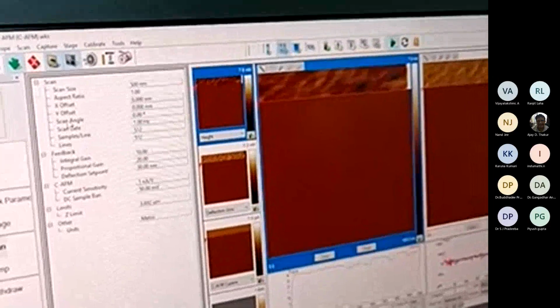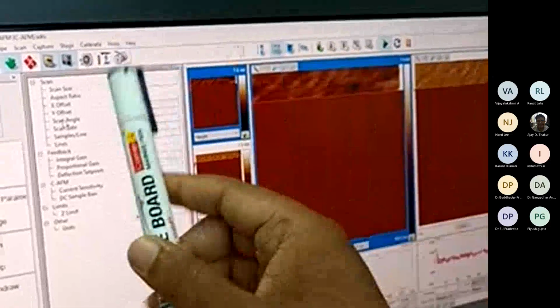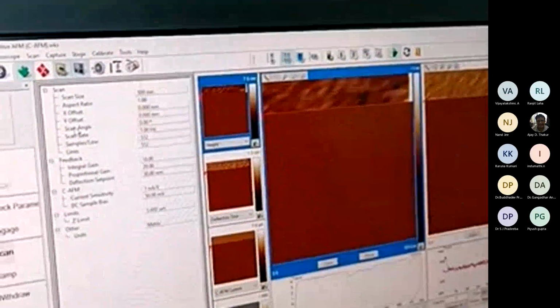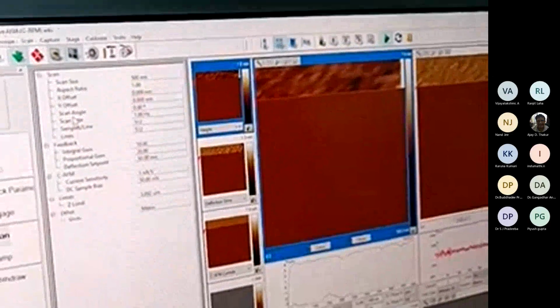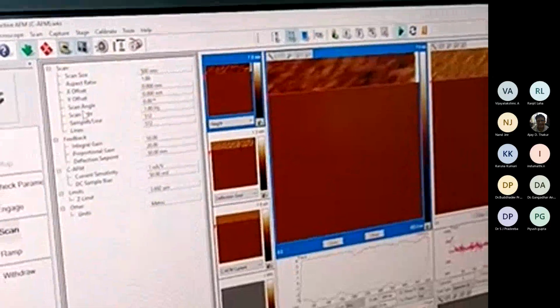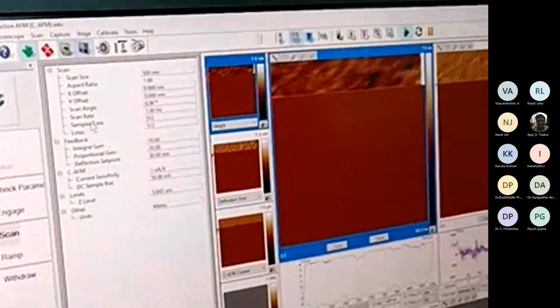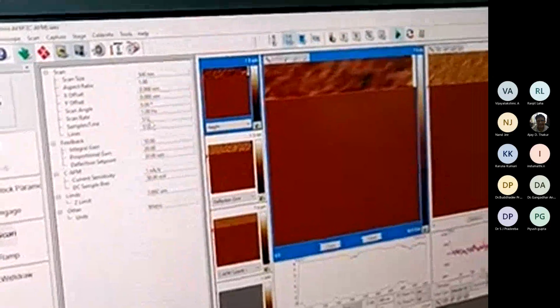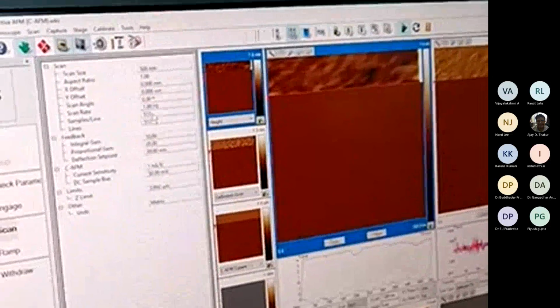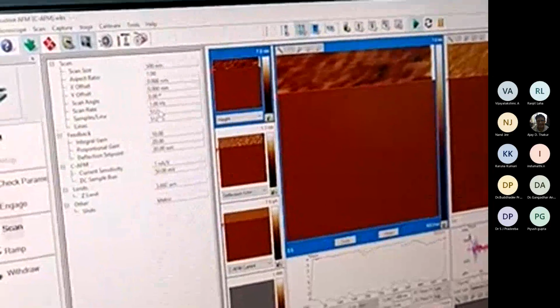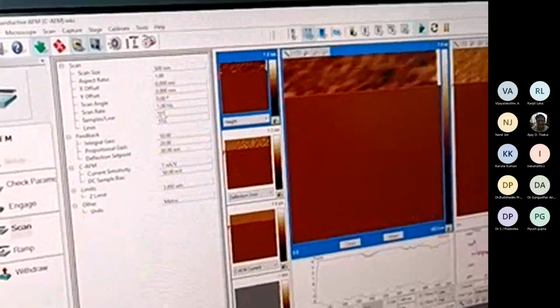Then scan angle. Suppose we are scanning in this way, the cantilever is scanning this way, and we want to change the angle, suppose in this way we want to scan. By changing the angle, we change the angle of scanning. And this is sample lines, meaning how many lines it will scan in a single image. Here we have put 512 by 512.